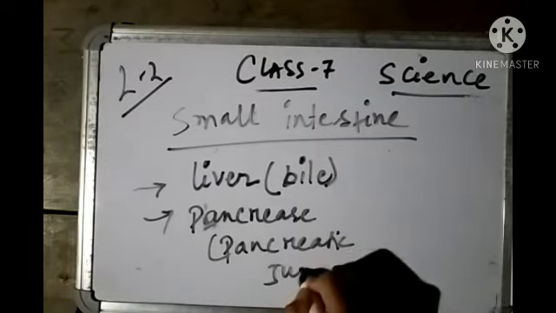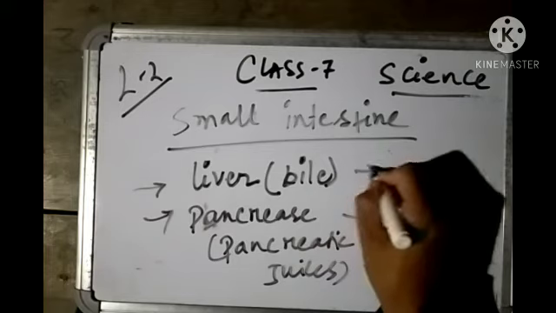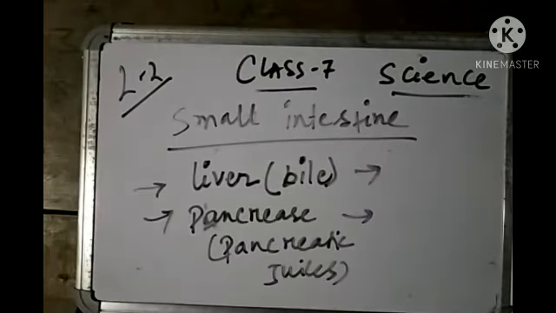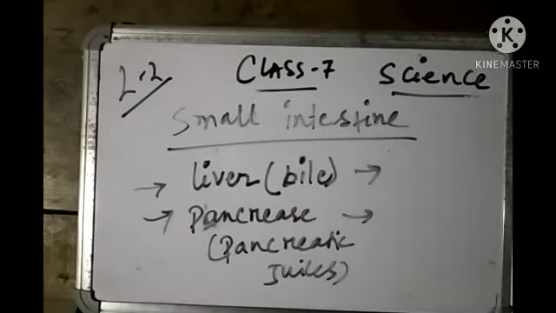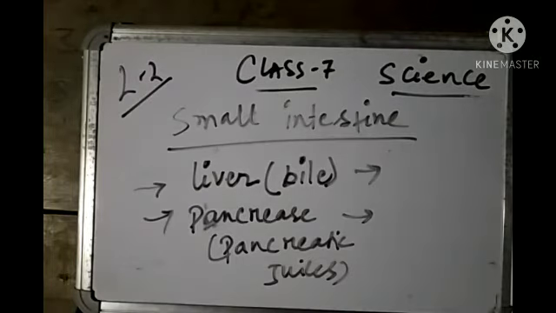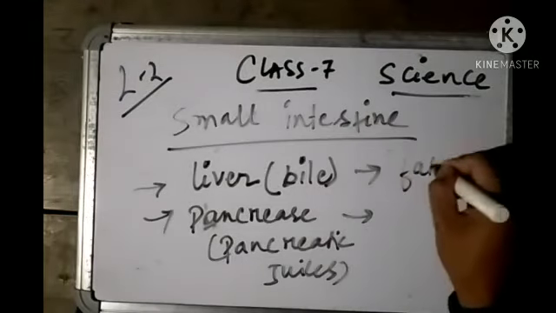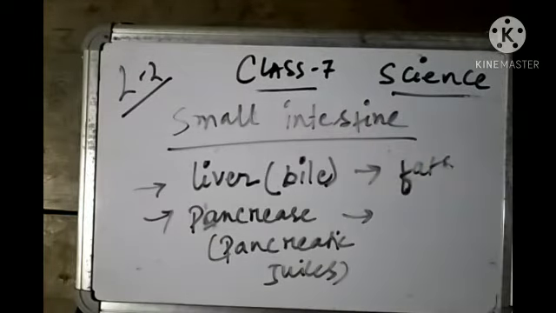Pancreatic juice and bile from the liver come to the small intestine. The liver secretes bile and stores it in the gallbladder. The function of bile is to break down fats. Fats are also a complex substance, and they are converted into simpler substances with the help of bile, which is secreted by the liver.